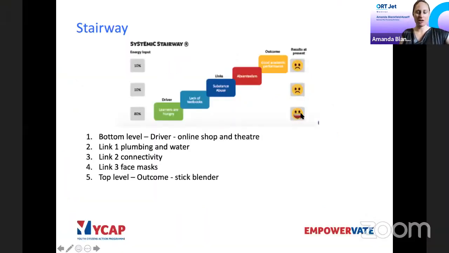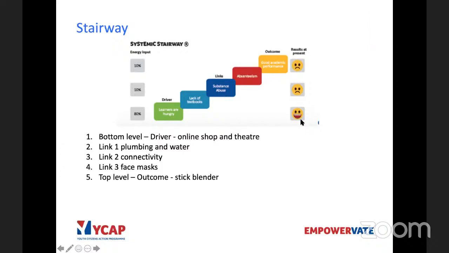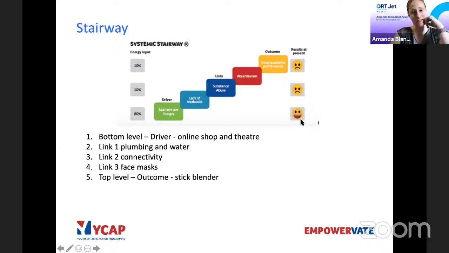Here's the zoom in. So remember, this diagram is not those things, they are the example. Obviously, our ones are different. So the driver is the online shop in theatre, which is the bottom one, the green one. Plumbing and water is the light blue. Connectivity is the dark blue. Face mask is the red, and then the stick blender is the yellow in this diagram. So that's the staircase. Does anyone have any questions about it? Or anyone have any comments, how useful the tool is?